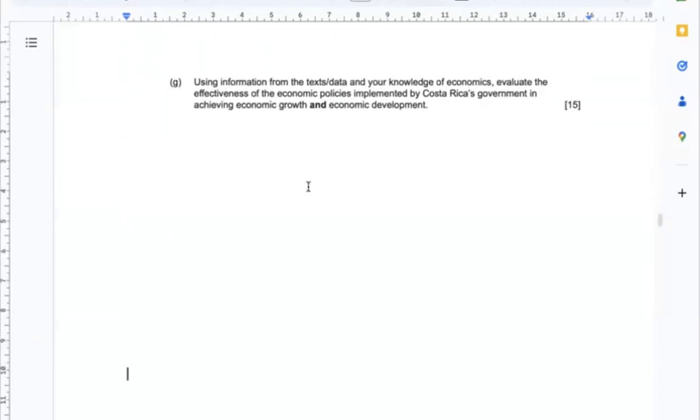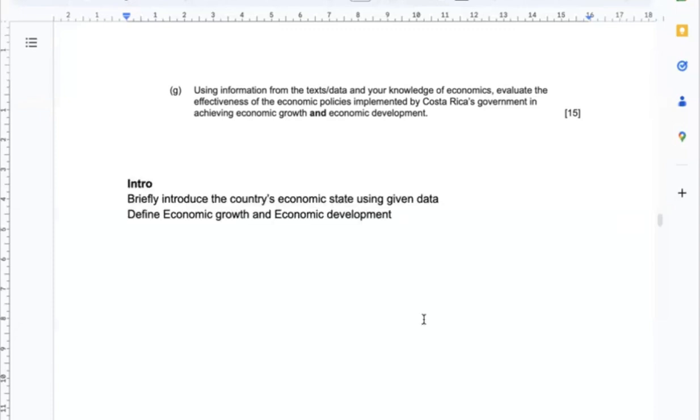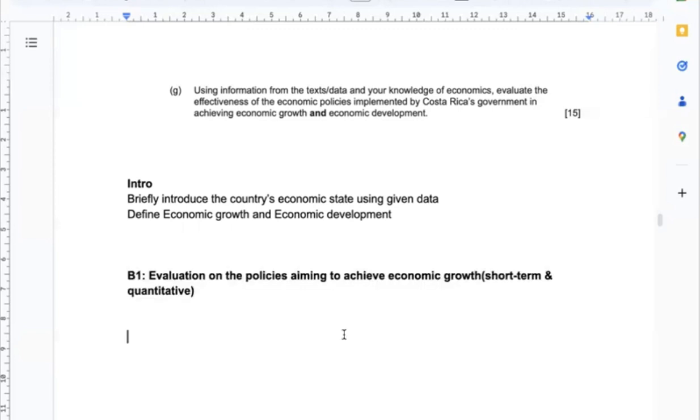Question G. Using information from the text, data, and your knowledge of economics, evaluate the effectiveness of the economic policies implemented by Costa Rica's government in achieving economic growth and development. Introduction will briefly introduce the country's economic state using the given data, and then I can include the definition of economic growth and economic development by connecting them to the given question. In body 1, my evaluation is going to be on the policies that are aiming to achieve economic growth. And then I'm going to focus on the short-term and quantitative features.